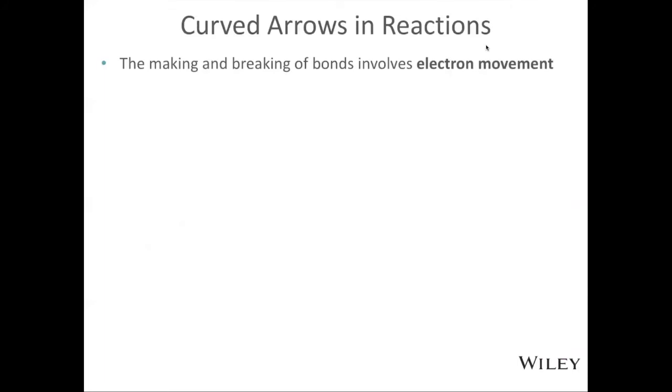And so curved arrows in reactions is a little bit different than in resonance structures. In resonance structures, we could only touch the lone pair electrons and the pi electrons. But when we're making and breaking bonds in chemical reactions, we can actually access the electrons that are in sigma bonds. So when we use curved arrows to draw reaction mechanisms, we will be making and breaking bonds that are involved in the process, and we're going to show electron movement.